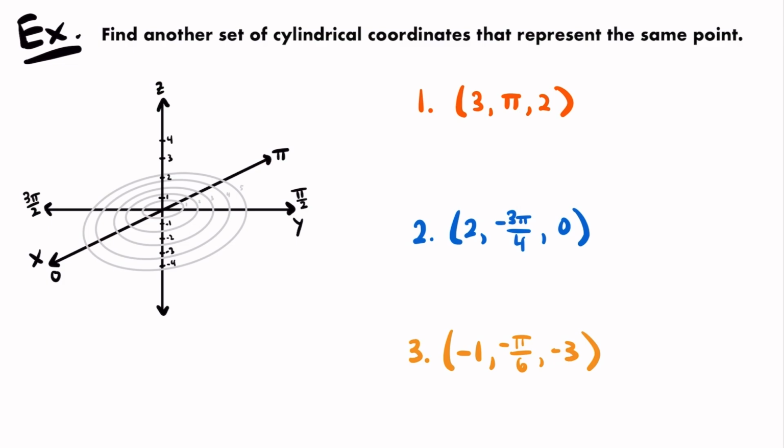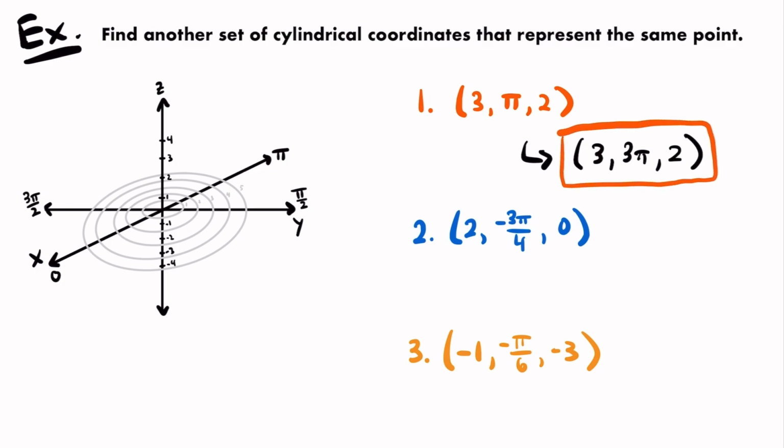But let's take a look at our first point. We have 3, pi, and 2. So our radius is 3, our angle is pi, our z-coordinate is 2. The easiest way that you can find an equivalent point in the cylindrical coordinate system is to simply add 2 pi to the angle. So my answer here is going to be 3, 3 pi, and 2. That is a set of cylindrical coordinates that represents the same point.